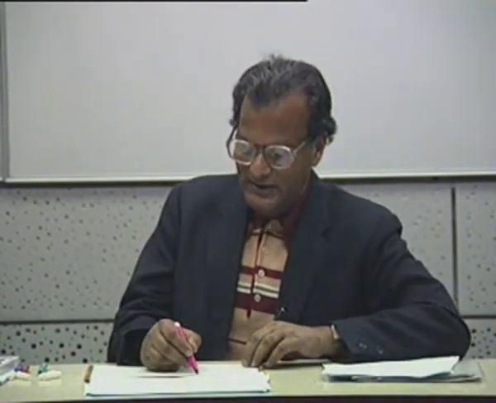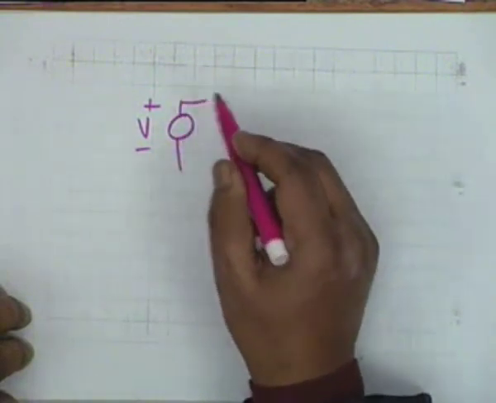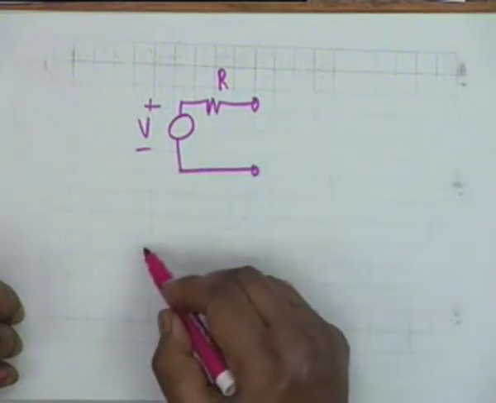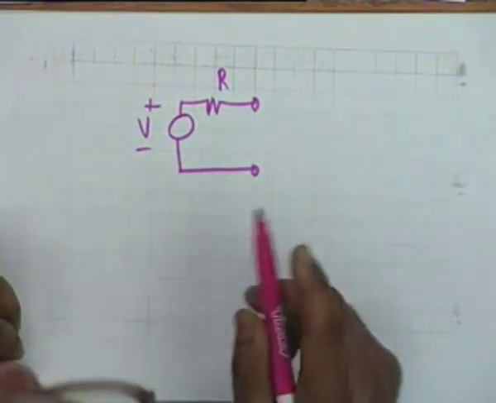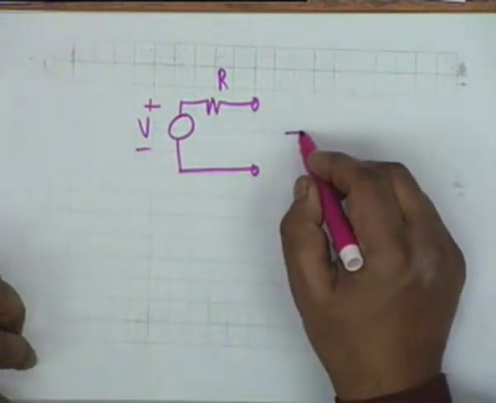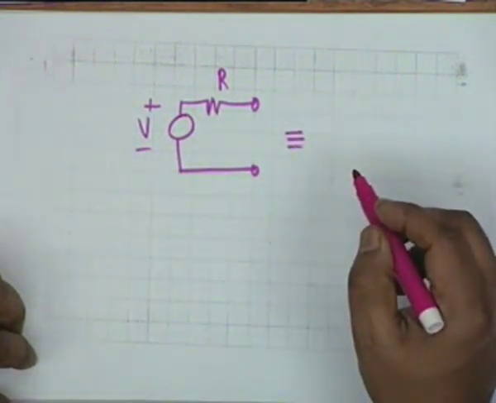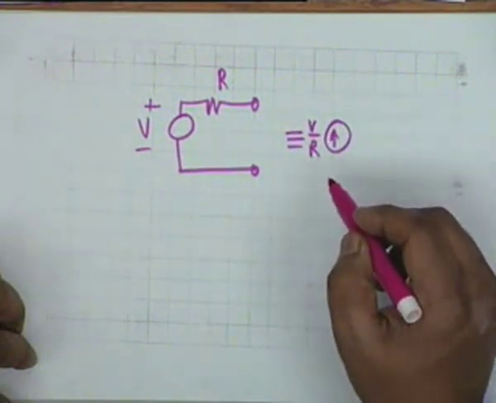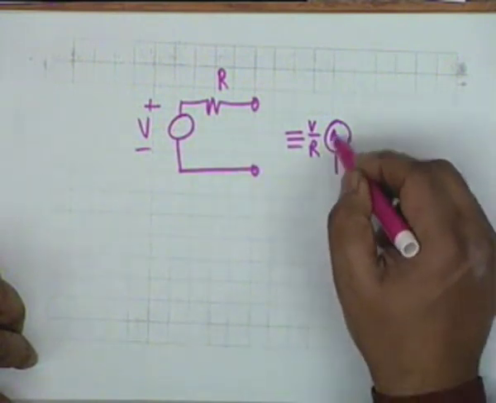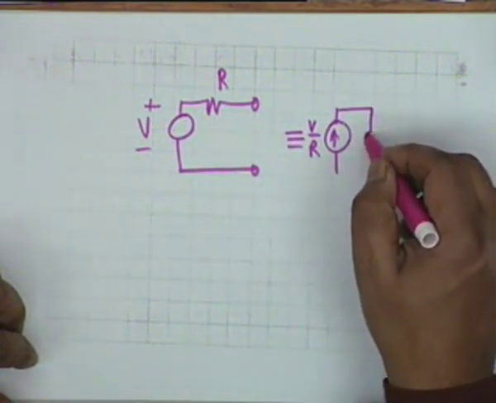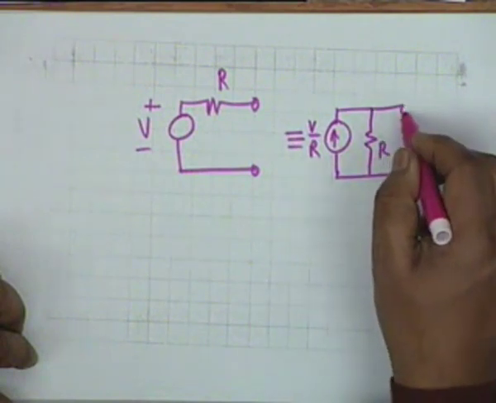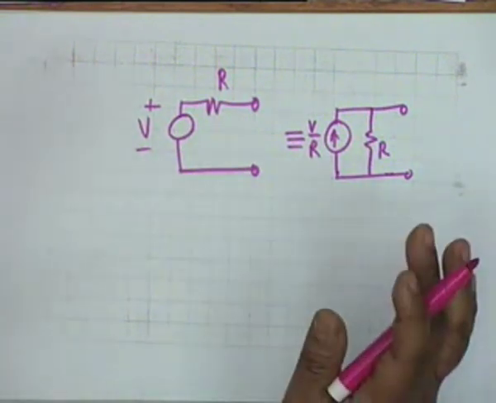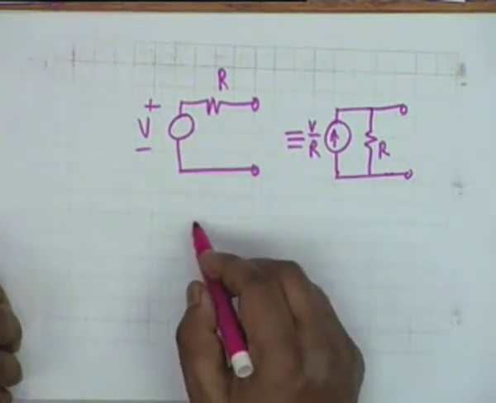sources. That is, if we have a source V which is not ideal, which has a series resistance, let's say R, then it is a non-ideal voltage source. This is equivalent to a non-ideal current source of current equal to V by R, the short circuit current, and a parallel resistance equal to R. This is called source transformation, a big name, but a very simple application of Thevenin's theorem.